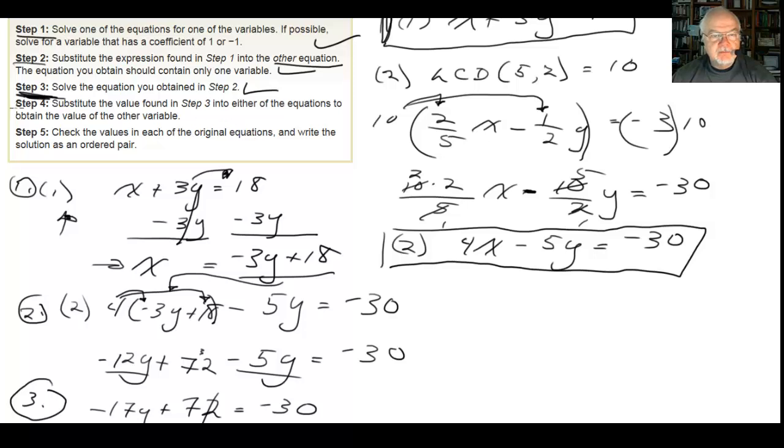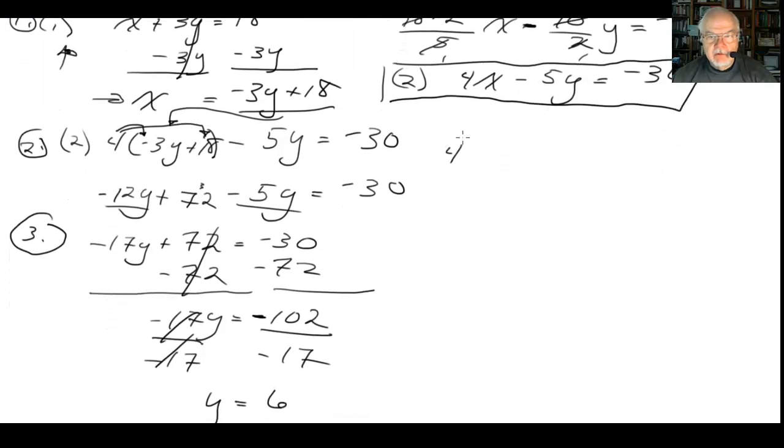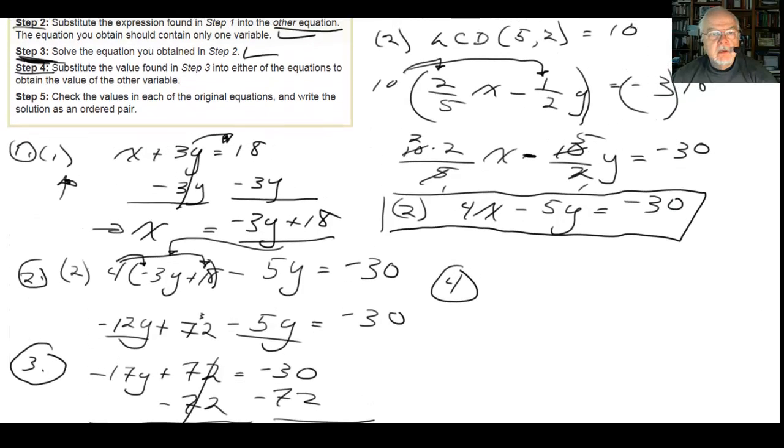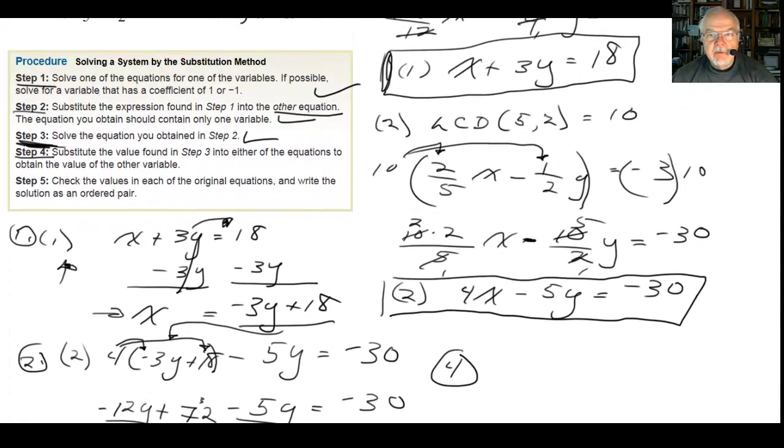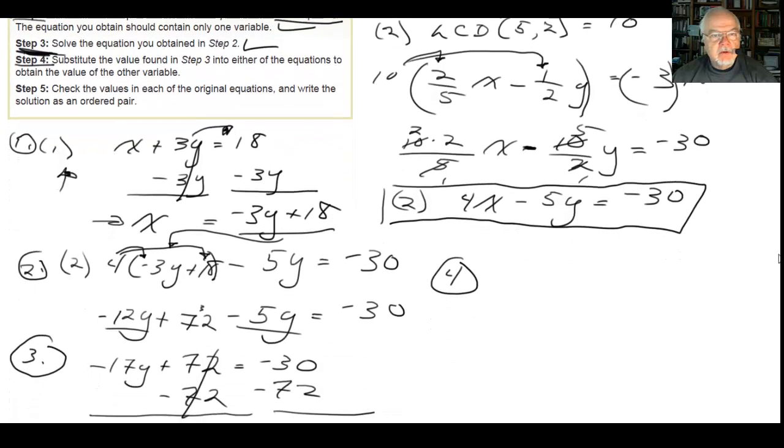Step 4. Substitute the value found in step 3 into either of the equations to obtain the value of the other variable. Alright, we can do that. So we can pick the equation that we want to use. We can do 2 or we can do 1. I'm going to pick 1 simply because 1 has lower coefficients on the left-hand side, which means I deal with simpler arithmetic. And I like to keep things simple. It's an old engineering principle, KISS principle. Keep it simple, stupid.